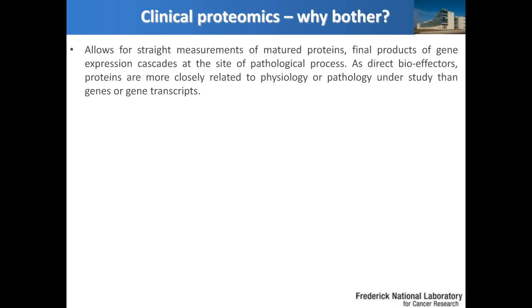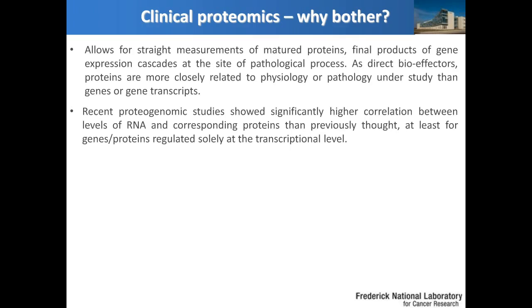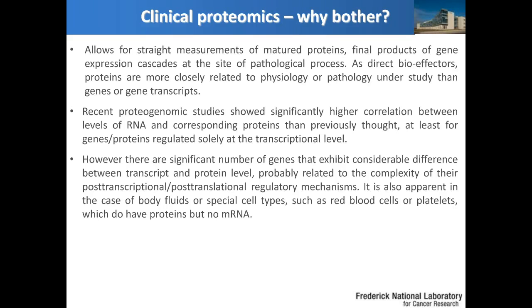So why bother with clinical proteomics? There are several reasons. First, it allows direct measurement of matured proteins, which are final products of the gene expression cascade. Proteins are direct bioeffectors and are found closely at the center of pathological or biological processes. Also, recent proteogenomic studies show a significantly higher correlation between levels of RNA and corresponding proteins than previously thought, which gave more significance to proteomic efforts, at least for genes and proteins regulated closely at the transcriptional level. However, for some genes there is significant mismatch between RNA and gene product proteins at the proteome level, and there are several reasons why that exists.